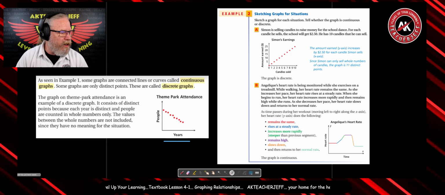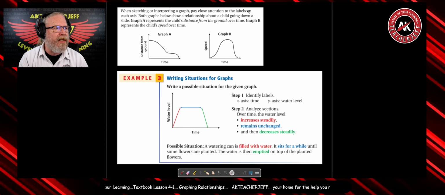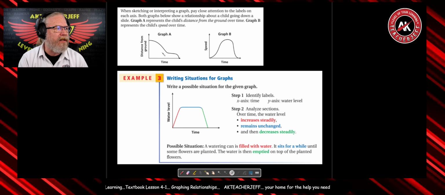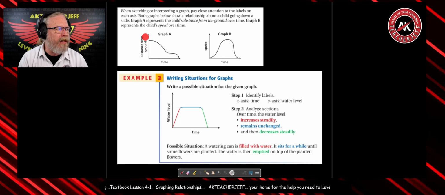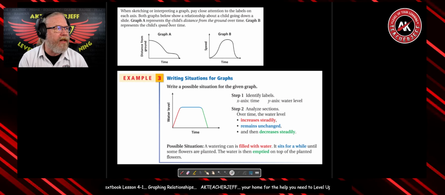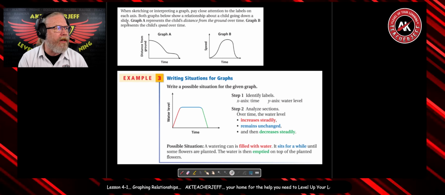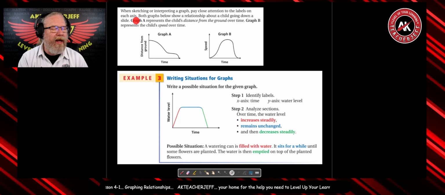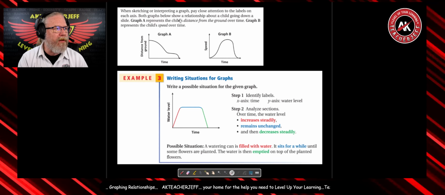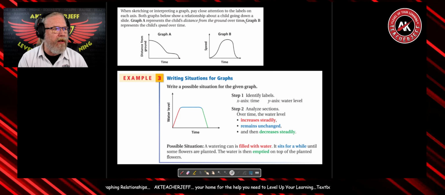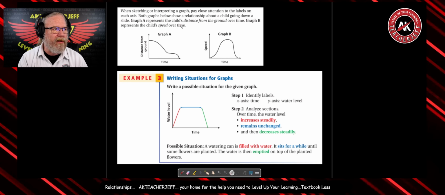Let's move along and look at the next slide here. When sketching or interpreting a graph, pay close attention to the labels on each axis. The labels that we see here on the horizontal x-axis and on the vertical y-axis do make a difference. Both graphs below show a relationship about a child going down a slide. Graph A, and always have a title on a graph, represents the child's distance from the ground. And graph B represents the child's speed over time.